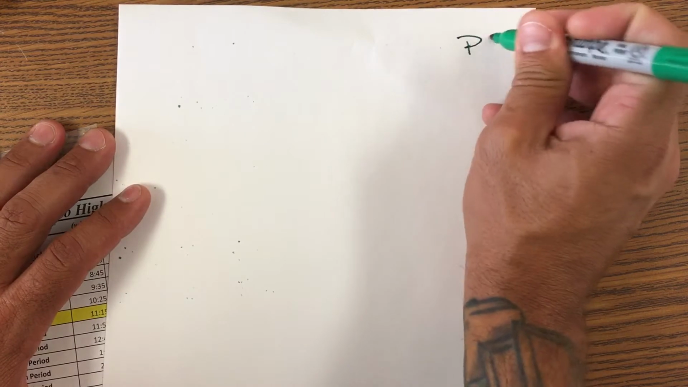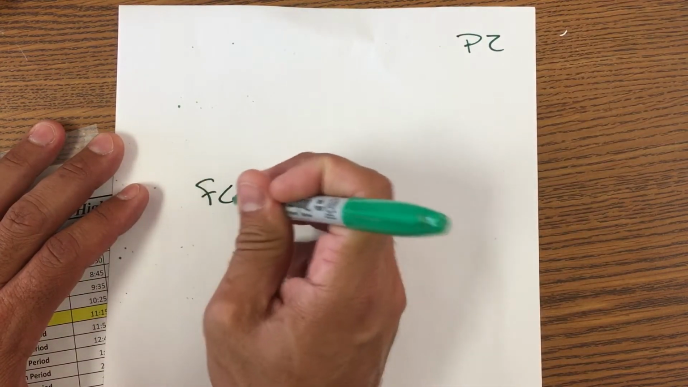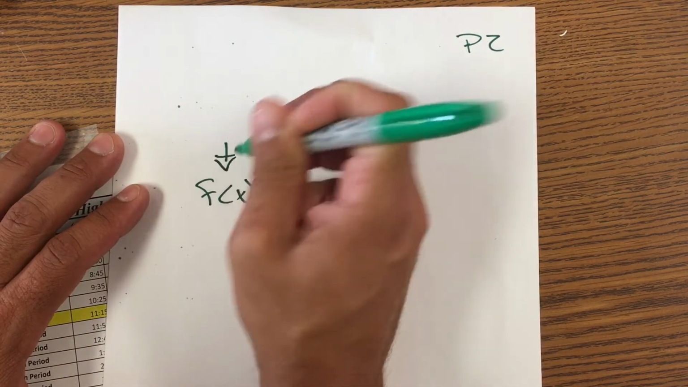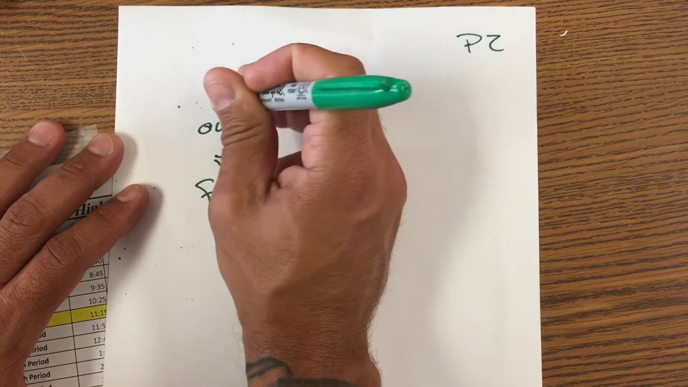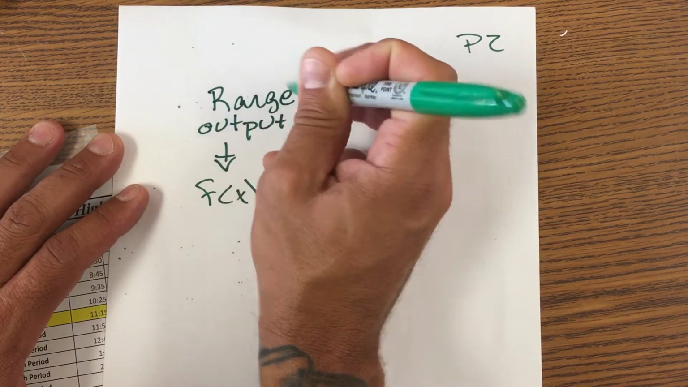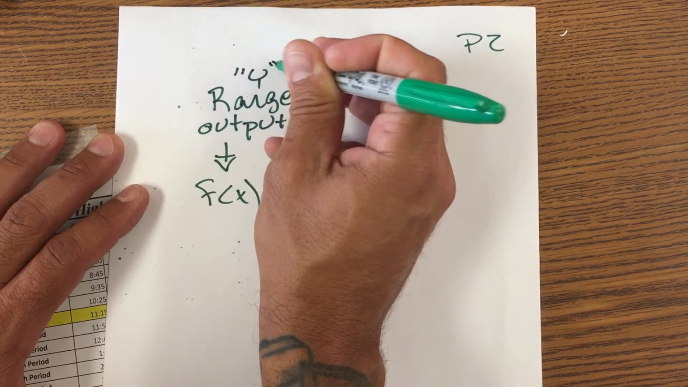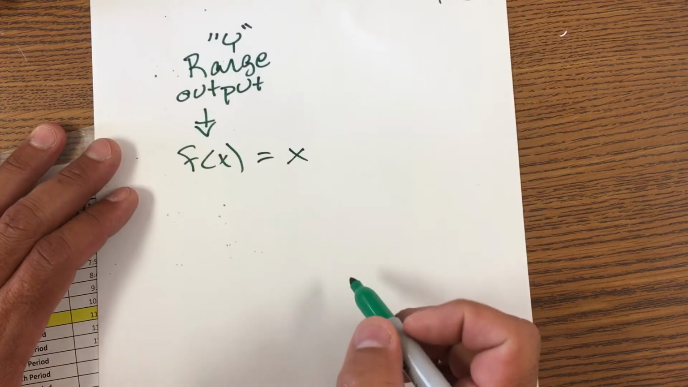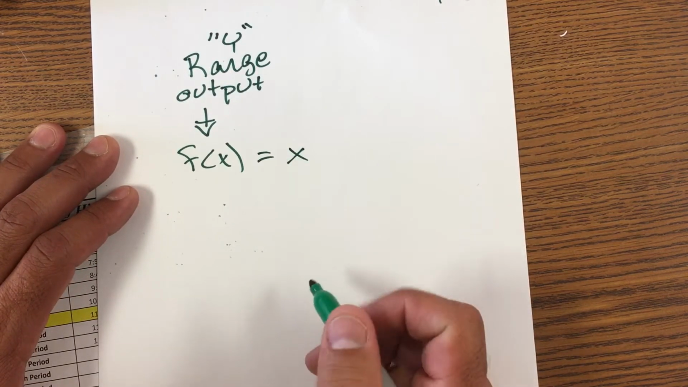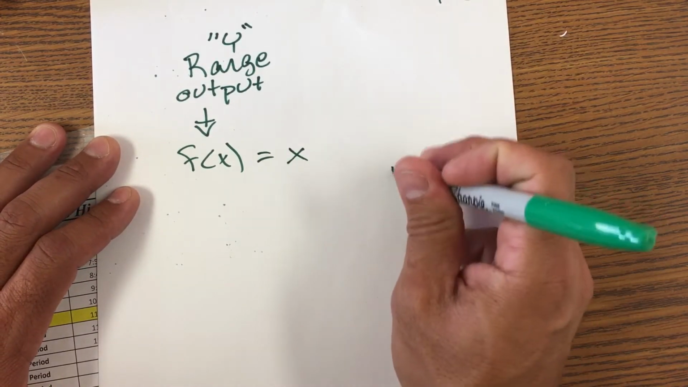So, a function is something that usually starts with f of x. So this is my output, or my range, which used to be called y. So it says f of x equals x. Two ways that I can do this. Number one, I can be super smart and know them all. Number two, I can make a t-chart.